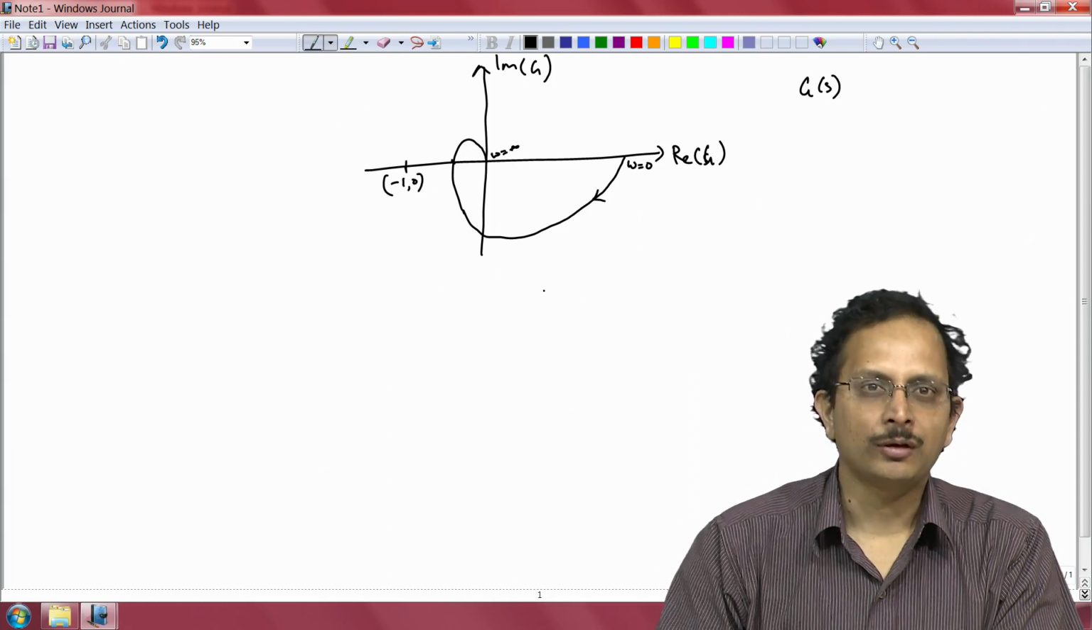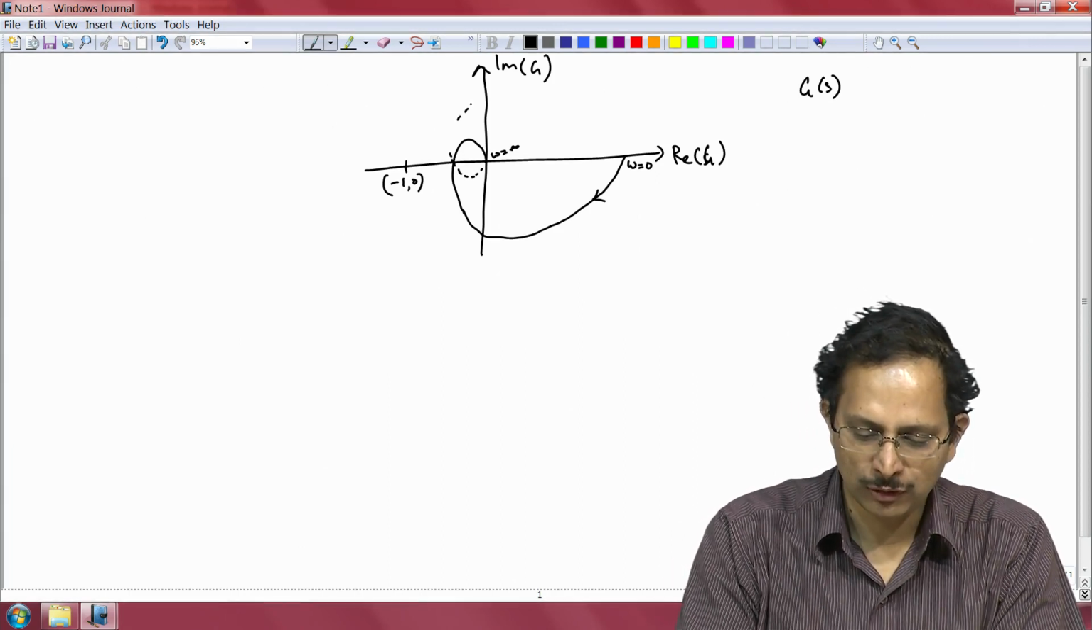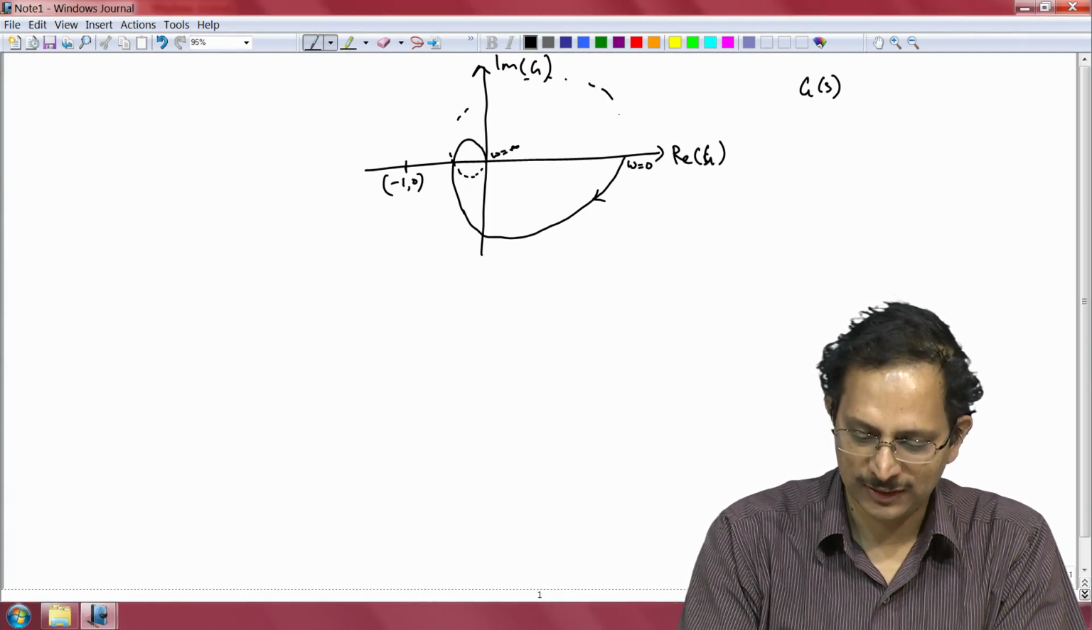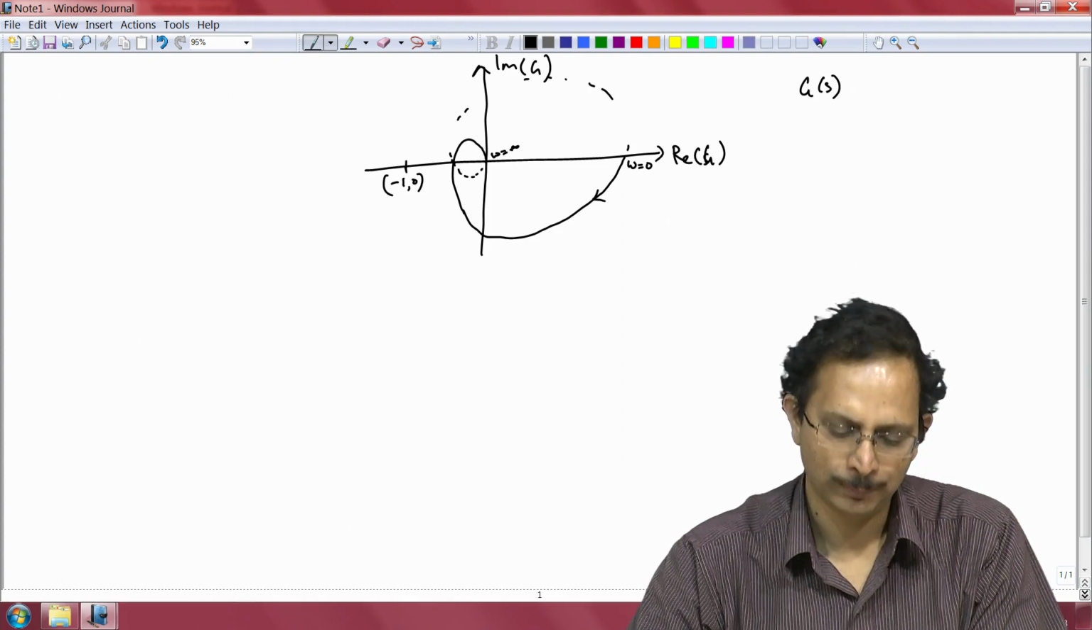We do not draw it for negative omega because in that case the curve would simply be a reflection of this curve about the real axis. So there is no new information to be gleaned by drawing that curve.